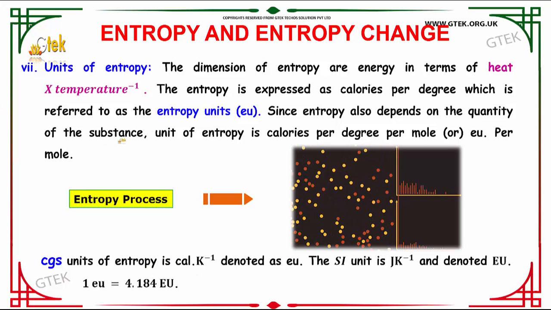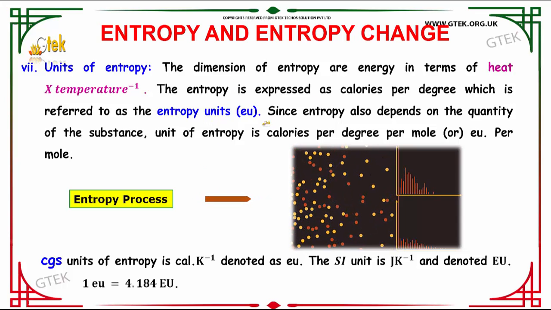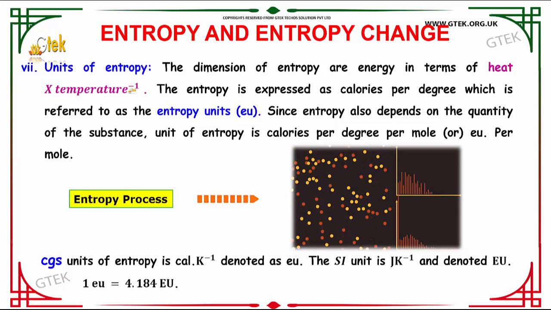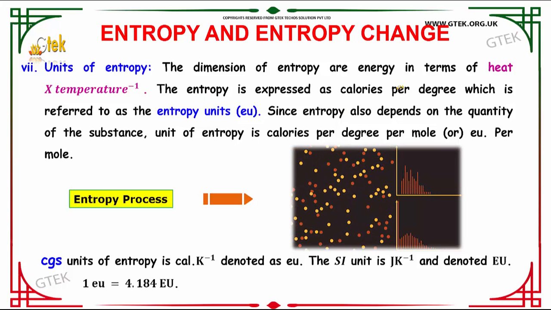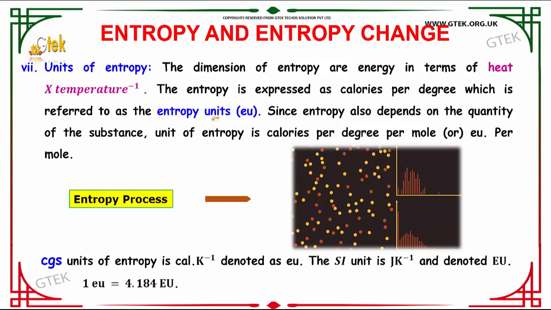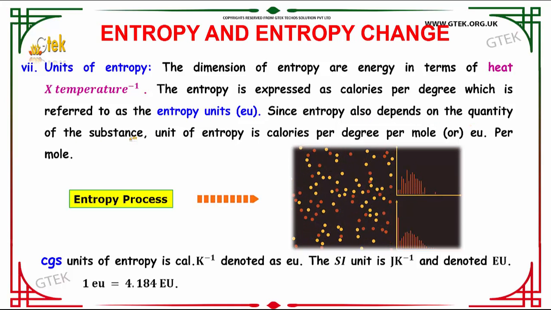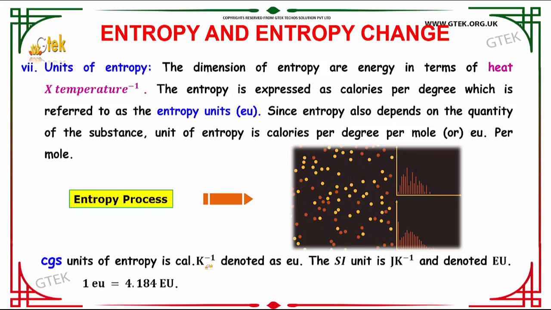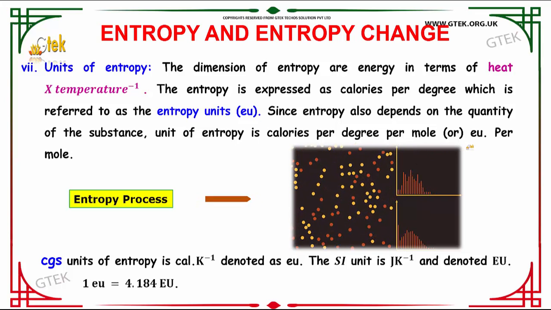The next point which we are going to discuss is units of entropy. The dimension of entropy is energy in terms of heat into temperature, which is in inverse. So entropy is expressed as calories per degree, which is referred to as the entropy unit. Since entropy also depends on the quantity of the substance, the unit of entropy is calories per mole per degree, or EU.